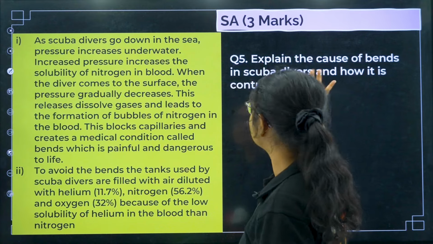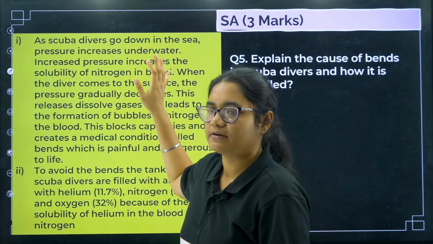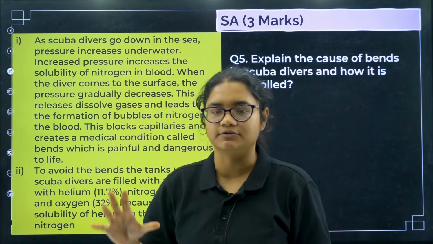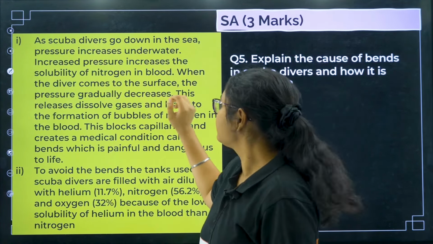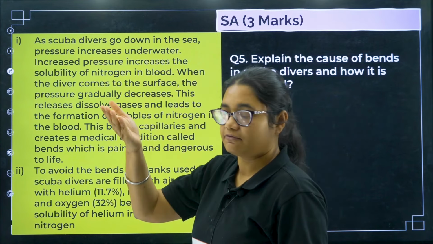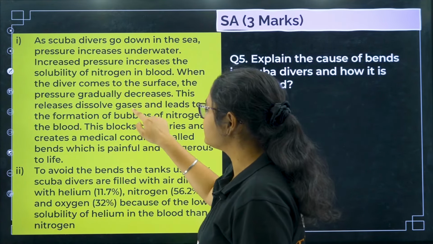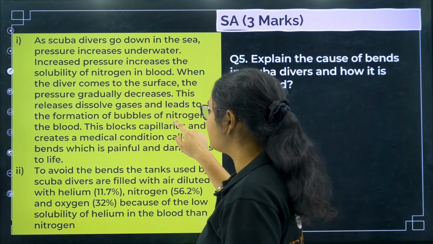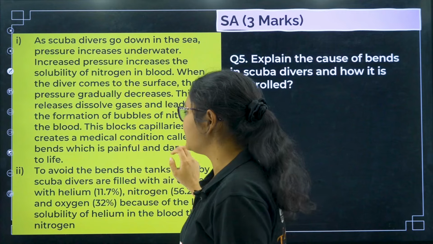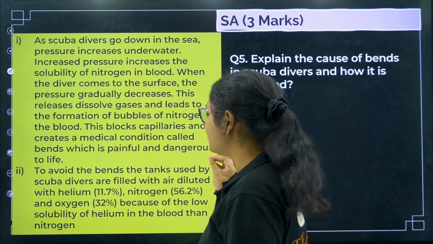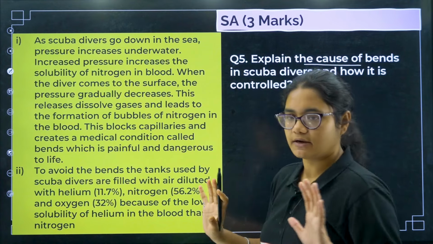Explain the cause of bends. First of all, as scuba divers go down in the sea, pressure increases underwater. Increased pressure increases the solubility of nitrogen in the blood. When the diver comes to the surface, the pressure gradually decreases. This releases the dissolved gases and leads to the formation of bubbles of nitrogen in the blood. This blocks the capillaries and creates a medical condition known as bends, which is very painful and dangerous to life. So we understood the cause of bends.